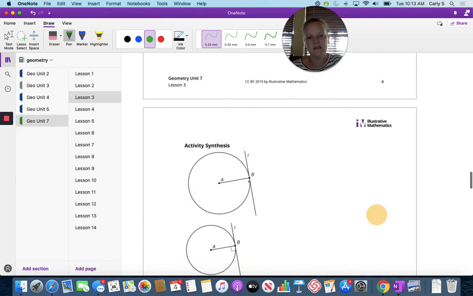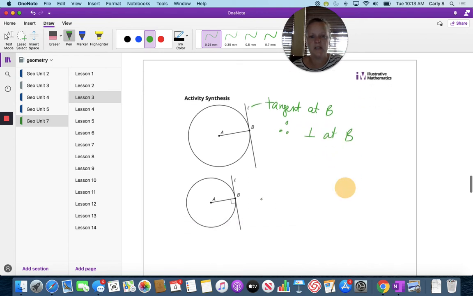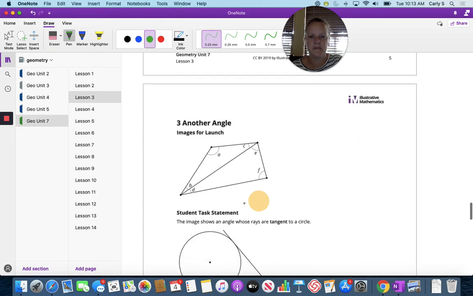And here we see it. So this would be a radius at point B. The radius is segment AB, and line L is tangent at point B. Okay, therefore, perpendicular at point B, which we see right here. So when I have a tangent line, which is line L, any radius in that circle will be a perpendicular line, okay? All right.